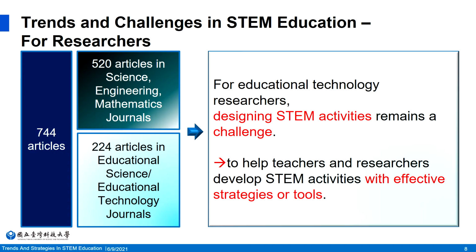There are a total of 744 articles published in those journals, and among the articles, 520 articles were published in science, engineering, and mathematics journals. Only 224 articles were published in educational science or educational technology journals. We also found that for educational technology researchers or school teachers, designing STEM activity remains a challenge to them. So it is important to help teachers and researchers to develop STEM activity with effective strategy or tools.